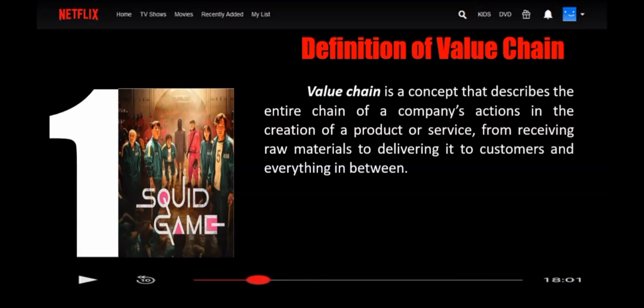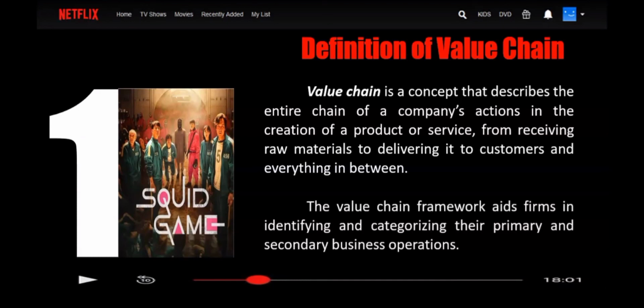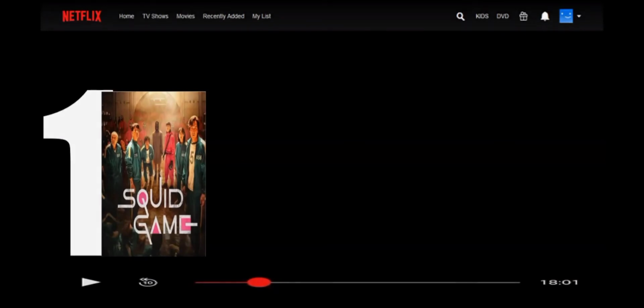So, how does the value chain work? The value chain framework aids firms in identifying and categorizing their primary and secondary business operations. Organizations can better comprehend these value chain activities, sub-activities, and relationships by analyzing them as a system of interconnected operations. Then, based on the cost, time, and effort required, businesses can review each action or sub-activity individually to see if the output of each activity or sub-activity can be enhanced.